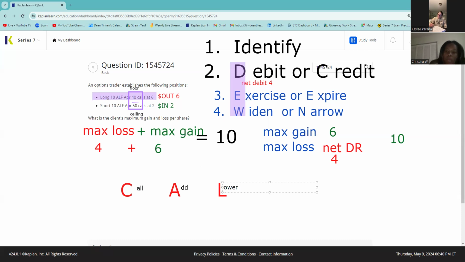And so we're going to take the lower strike. In this case, the lower strike is 40. And we're going to add the net premium, which is 4, and we get our break even of 44.